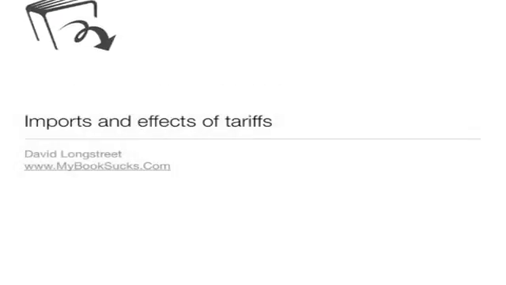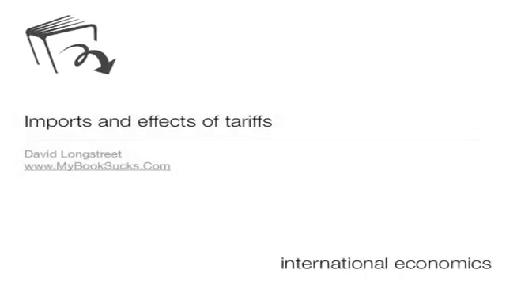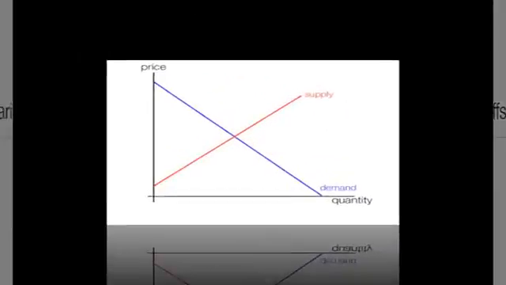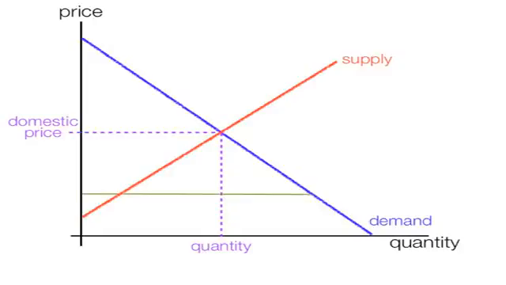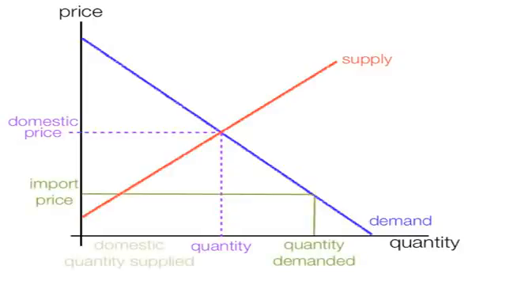In this tutorial, I'm going to talk about imports and the effects of tariffs. We start with the supply and demand, and that's the price. That's the domestic price. That's the quantity. Now, if a country begins to import, and it receives an import price there below domestic price, quantity demanded is there, and domestic quantity supplied is there. Imports are measured there, which is quantity demanded minus domestic quantity supplied.